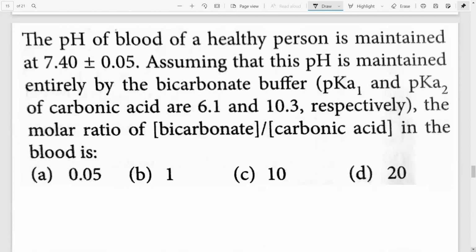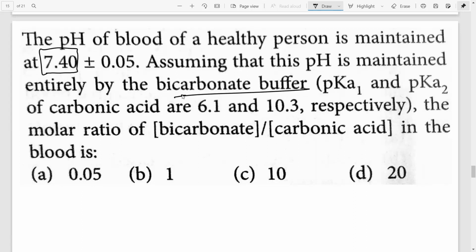Next question. So the question says the pH of blood of a healthy person is maintained at 7.40. Assuming pH is maintained entirely by the bicarbonate buffer having a pKa of 6.1, the molar ratio of bicarbonate to carbonic acid. So your hint over here is this statement, pH and buffer. So yes, definitely what we have to apply is the Henderson-Hasselbalch equation. So the equation is pH is equal to pKa plus log to the base 10 of salt upon acid.